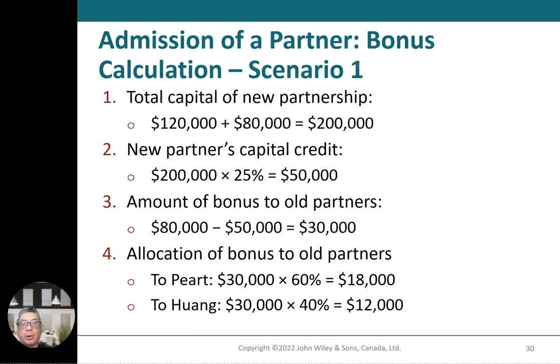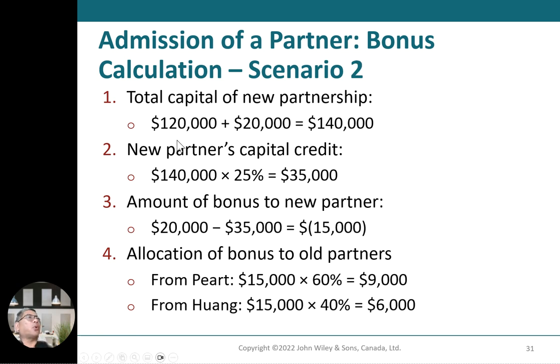Now look at scenario 2. It's the same story. You're going to add 120 plus 20, 140. Step number 2, 140 times 25%, which is 35,000. Once you get 35,000, you've got number 3 here, the bonus: 20,000 minus 35,000, you've got 15,000. So our allocation of the bonus will be 15,000 times 60%, 9,000, and 15,000 times 40%, 6,000. So this is for scenario number 2.